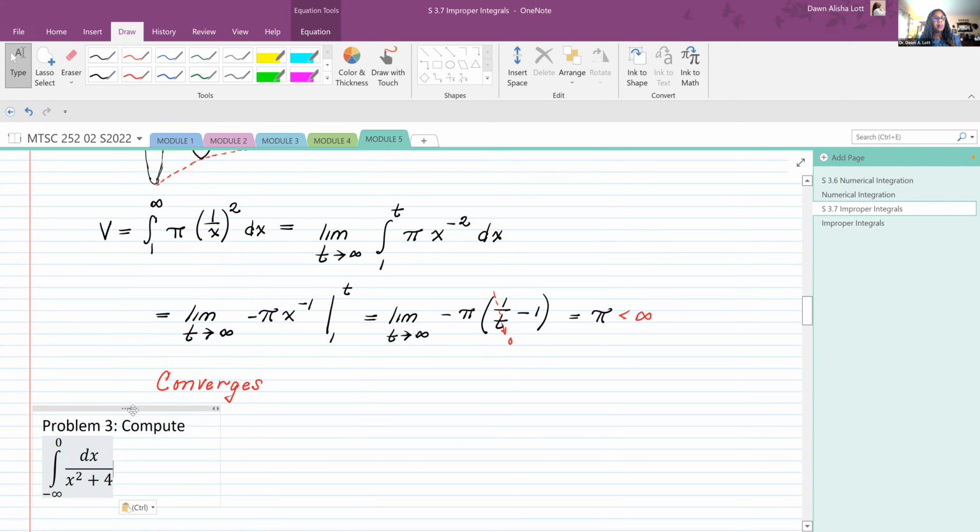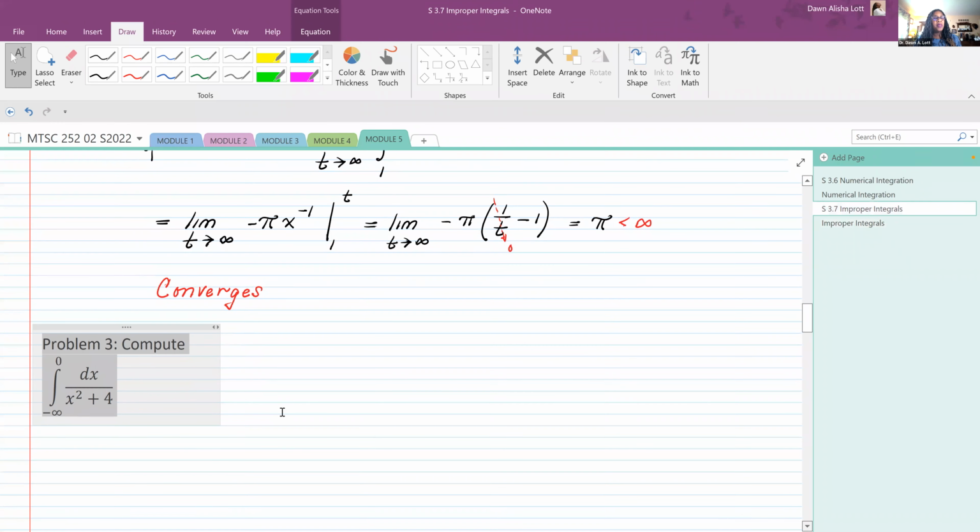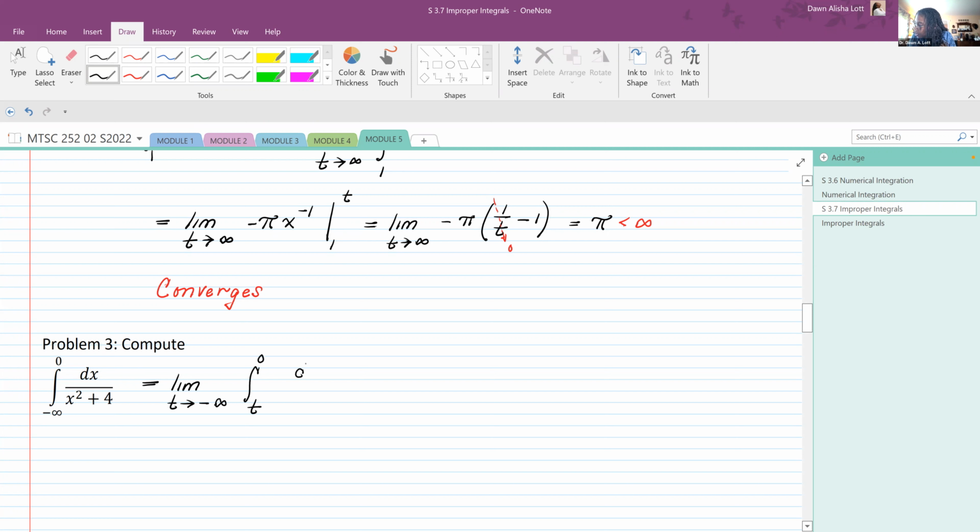All right. We need to compute this integral. That is the integral from -infinity to 0 of dx over x squared plus 4. Let's rewrite it in the proper form, because right now it's improper. So we're going to write the limit as t goes to -infinity of the integral from t to 0 of dx over x squared plus 4.